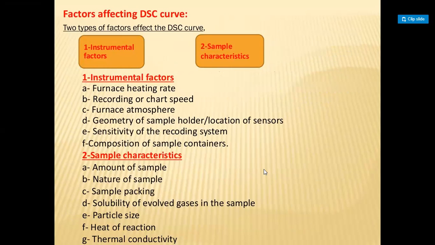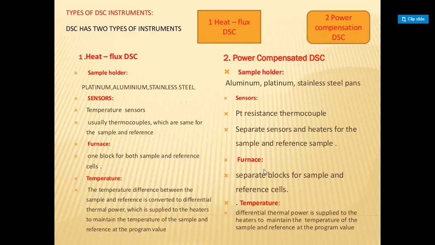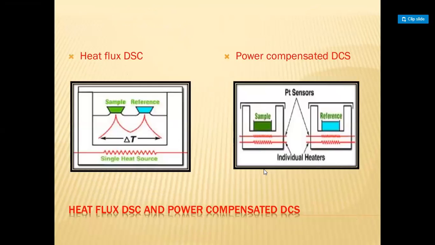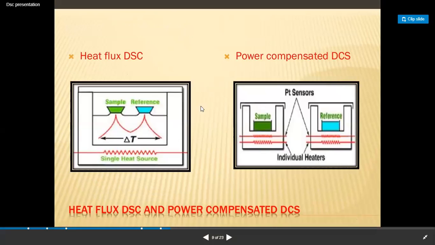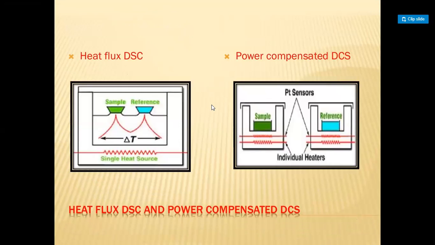Factors affecting the DSC curve: basically there are two types of factors, instrumental factors and sample characteristics. Instrumental factors include furnace heating rate, recording or chart speed, furnace atmosphere, and geometry of the sample holder. The sample characteristics include amount of the sample, nature of the sample, sample packing, particle size, heat of reaction, and thermal conductivity. Now, there are two types of DSC instrument, heat flux DSC and power compensation DSC. Here you can see the diagrams or pictures of both the power compensated DSC and heat flux DSC.